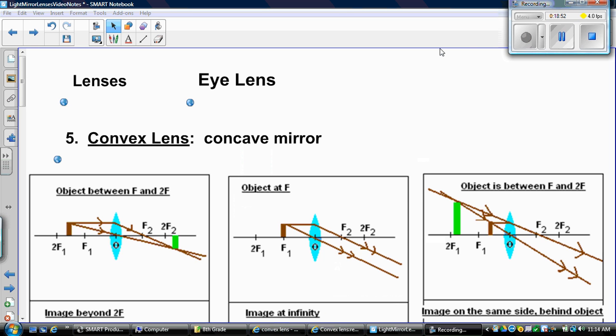Now we're going to take a look at lenses. Remember, mirrors will reflect light. Lenses are going to bend the light, and so they're going to refract. So let's take a look at some lenses.